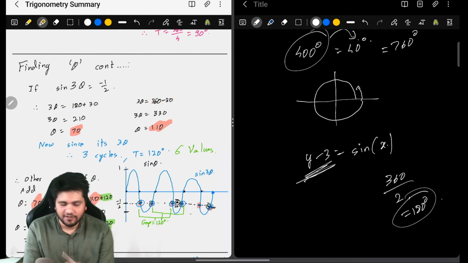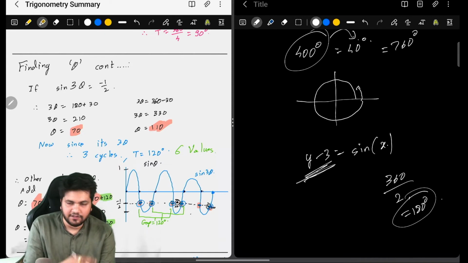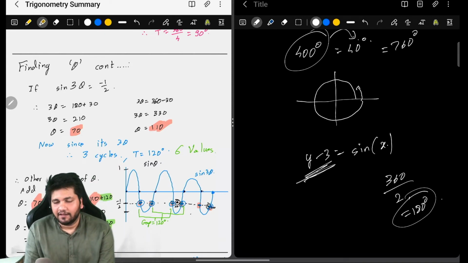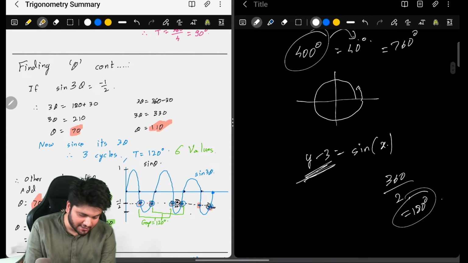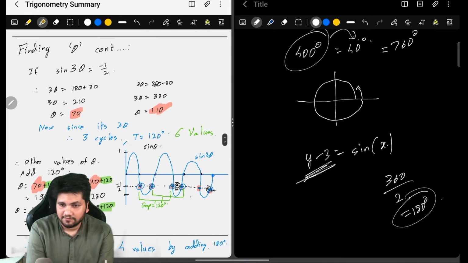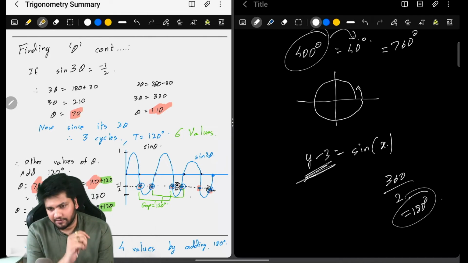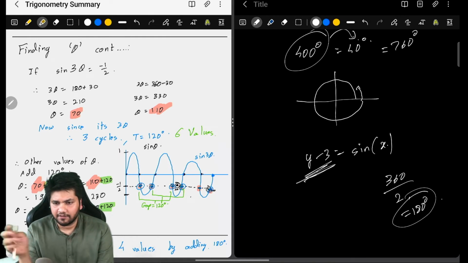At the end, theta is what? Theta is getting 70 and 110. I just divided by 3. Now, since it is 3 theta, this is important. That means it will cover 3 cycles. The time period of this is 120 degrees, though it is not required, but I'm just telling you that for 3 cycles, the time period is 120 degrees, 360 divided by 3. Or you can just imagine, 3 cycles it will cover instead of 1 cycle in 360 degrees. The time period is 120 degrees, which is not important.